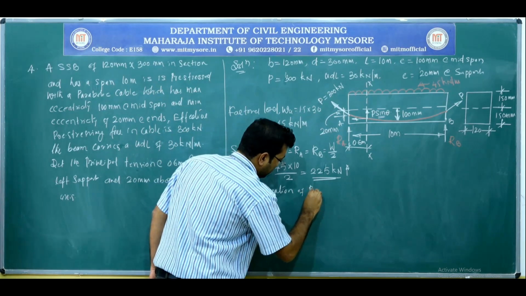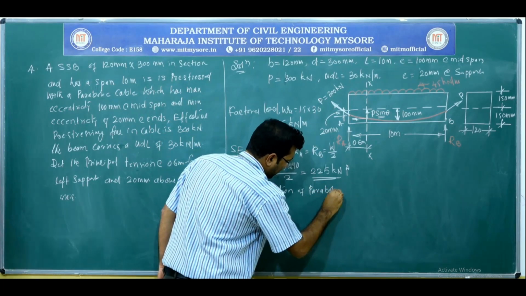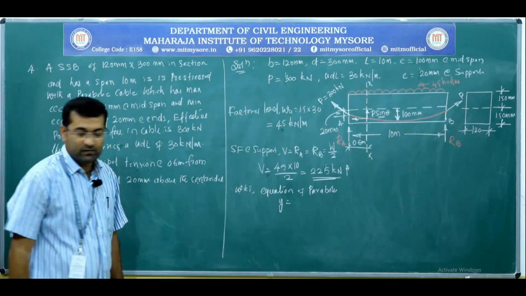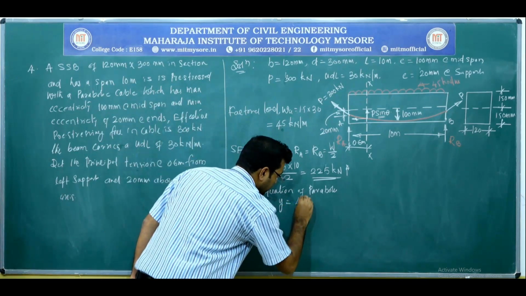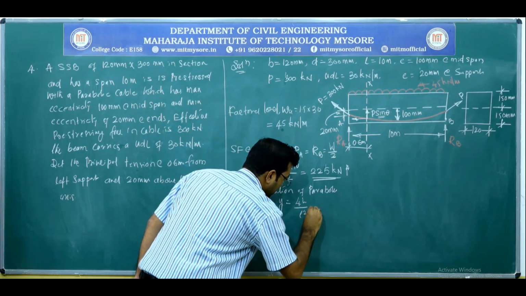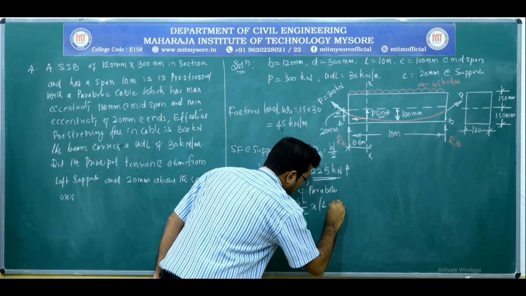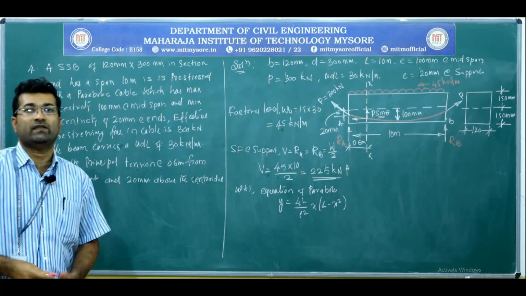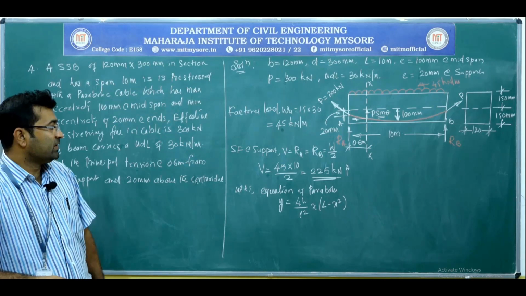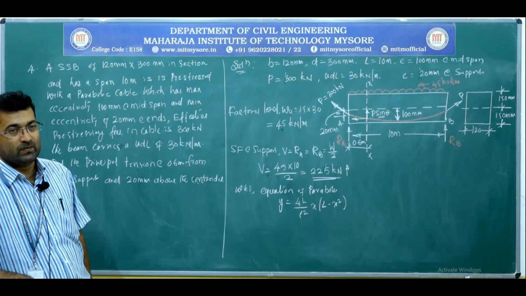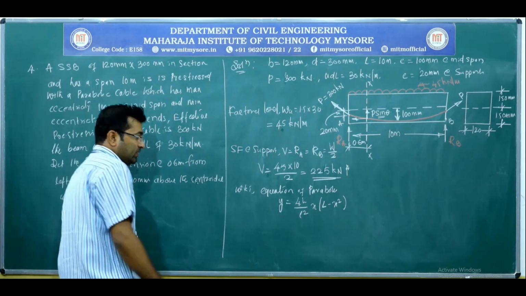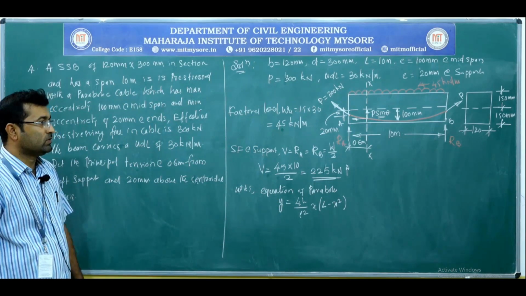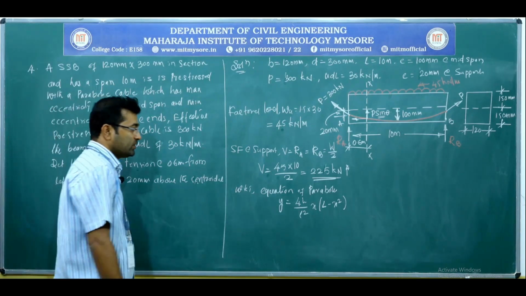Therefore, we know that equation of parabola y is equals to 4h by L square into x into (L minus x). So this is the equation of parabola. But what we need? We need slope of the cable. So I need theta value. So if I differentiate this equation with respect to x, then I will get the slope.